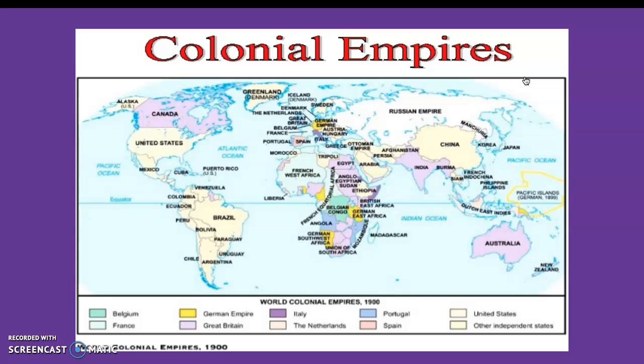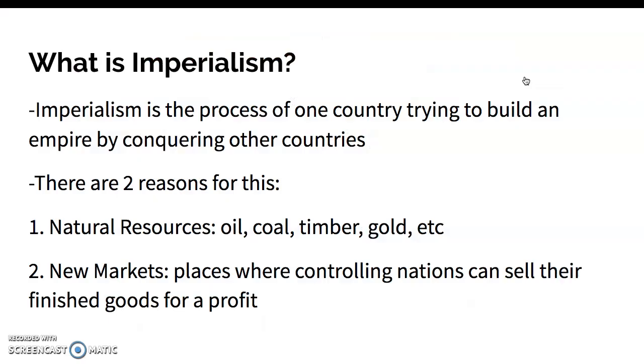These are the different colonial empires, imperial empires of this time period, starting in the year about 1900. As you can see, lots of different countries, especially in Europe, are trying to get into the mix of expanding their empires, expanding their colonial influences. We're going to talk more about why and how the United States got involved in that.